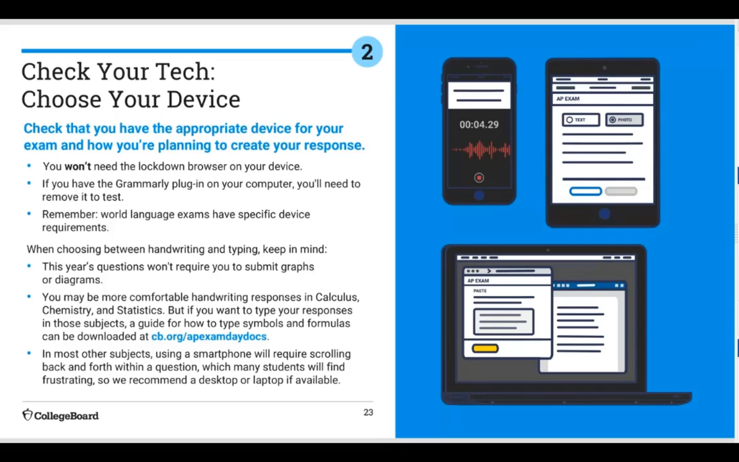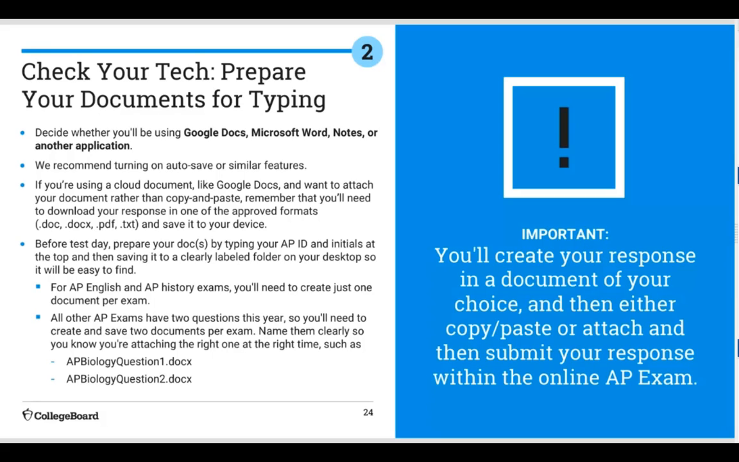Prepare your documents for typing. So definitely turn on autosave if you have that. Remember, you need to learn how to download a Google Doc. If you want to use Google Docs, you need to know how to download a Google Doc and save it in an approved format. Okay. Because you can't just turn in the link to the Google Doc, just like we do in this class.